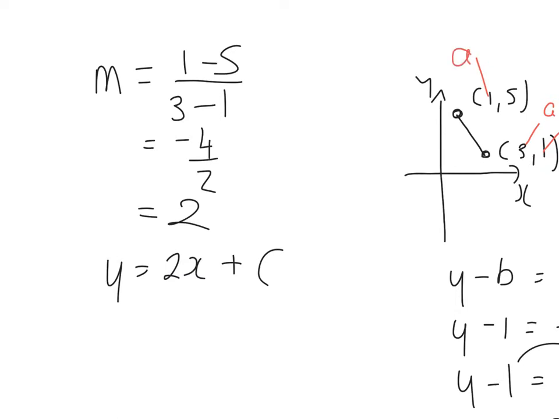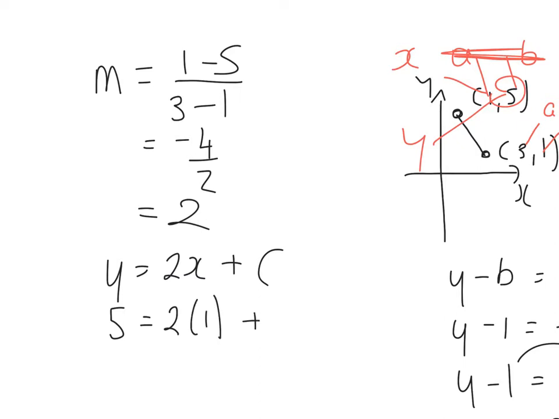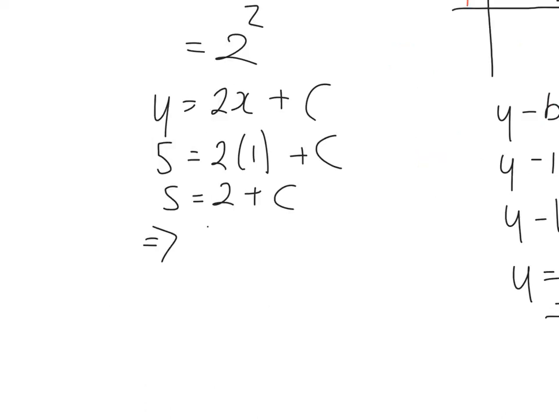So I'm going to say that x is 1 and y is 5. So where I see x, I'm going to replace it with 1. And where I see y, I'm going to replace it with 5. So that'll be 5 equals 2 lots of 1 plus c. That's 5 equals 2 plus c, which implies that c is equal to 5 minus 2, and that's 3.